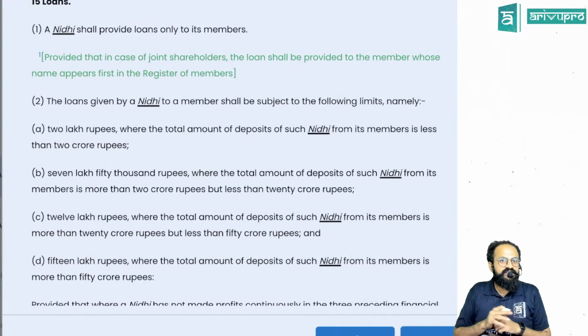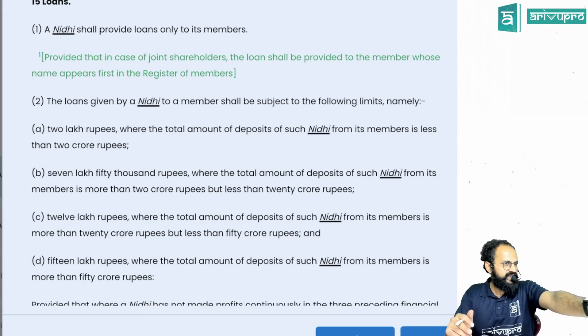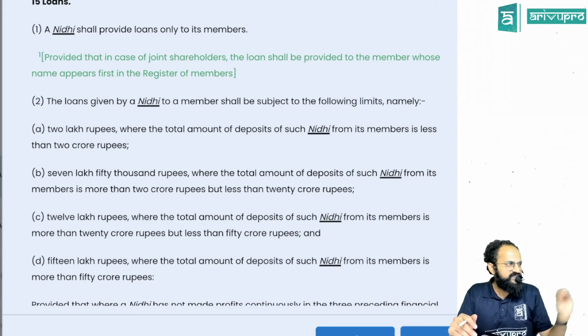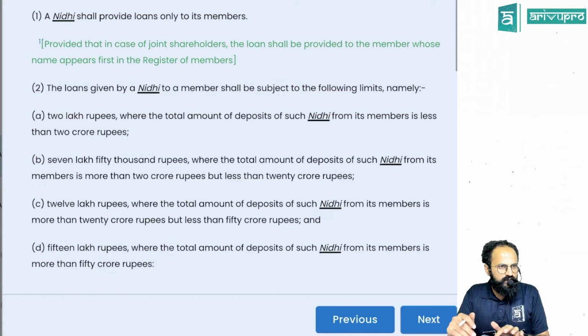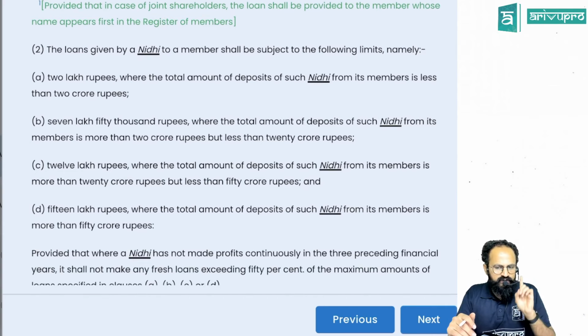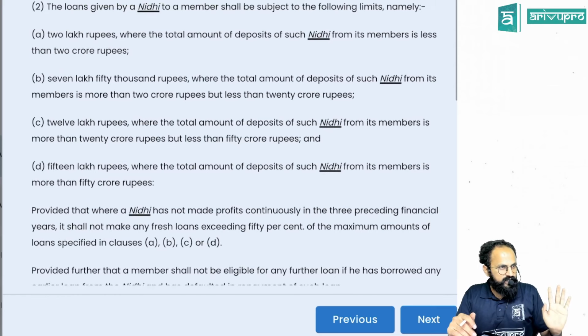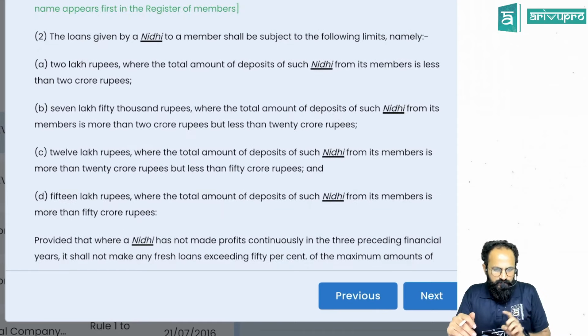Okay, people. Now, this is how the legislation is drafted. Interpretation of statutes is done. When it's done, you can see this particular provision. Wherever we have seen, you would have seen either up to 2 crore, or 2 crore or more. Whatever loan a person can get in a Nidhi depends upon the total deposits a Nidhi has accepted. Now, what does the provision say, people? The loan given by the Nidhi to a member shall be subject to the following limits. 2 lakh rupees can be given, where the total amount of deposits of such Nidhi from its members is less than 2 crore rupees. 7,50,000 rupees where the total amount of deposits of such Nidhi from its members is more than 2 crore.